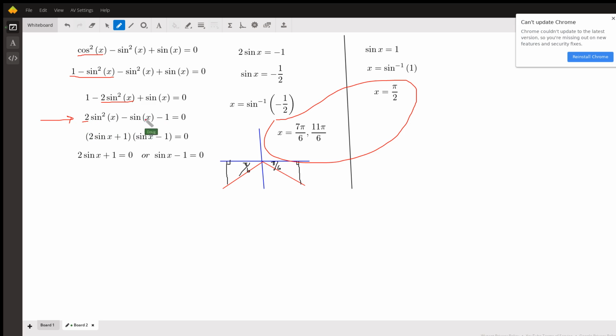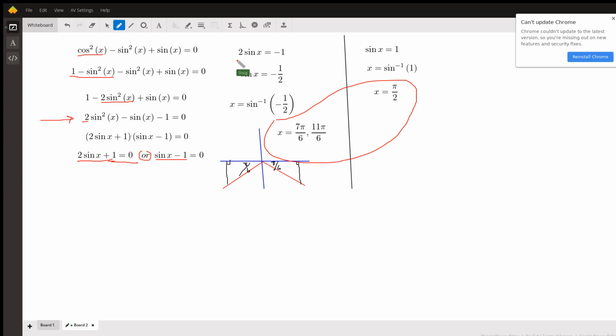And this quadratic equation in terms of sine of x factors into the product of two binomials. 2 sine x plus 1 times sine x minus 1 equals 0. By the zero product property, one of these factors has to equal 0. So either this one equals 0 or this one equals 0. So we're going to solve each of these equations individually, which I've done over here.